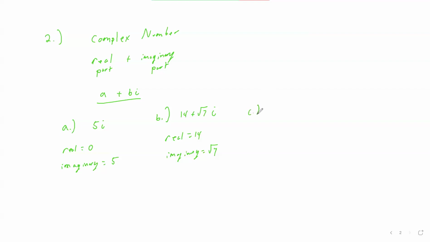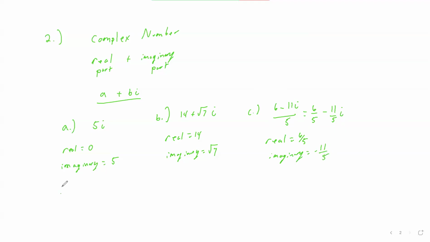Let's look at another one. Let's look at C. We have 6 minus 11i over 5. You have to rewrite this so it's two separate fractions. So this is the same thing as 6 fifths minus 11 fifths i. And now we can see that the real part is 6 fifths and the imaginary part is negative 11 fifths. Make sure the sign goes with the number.